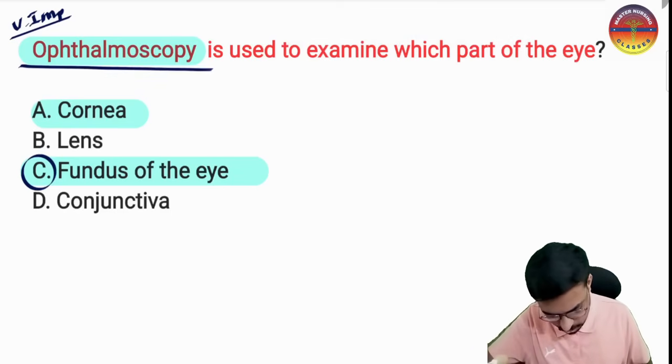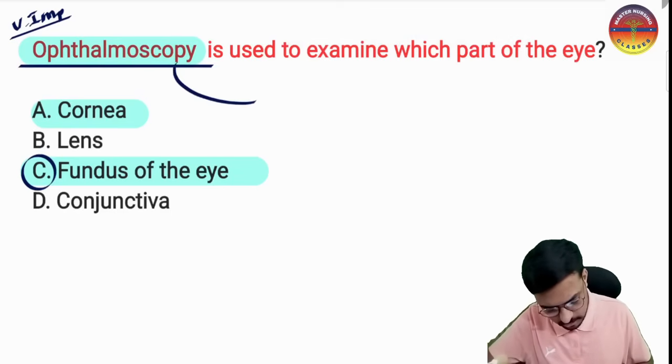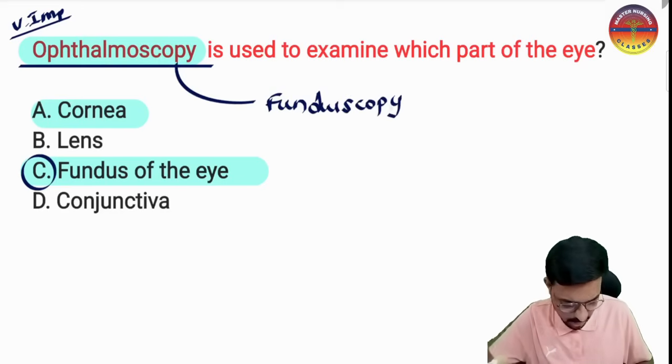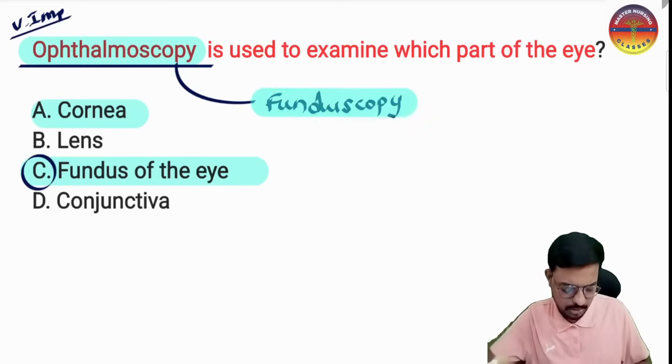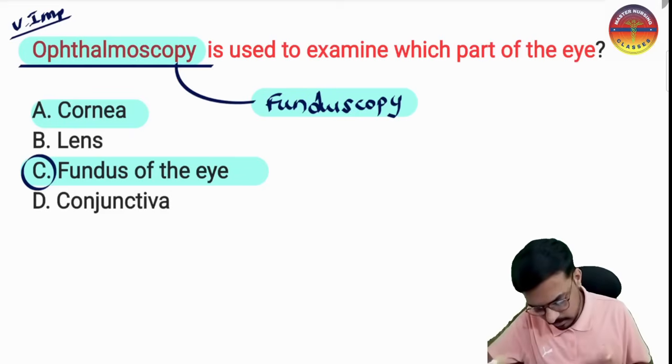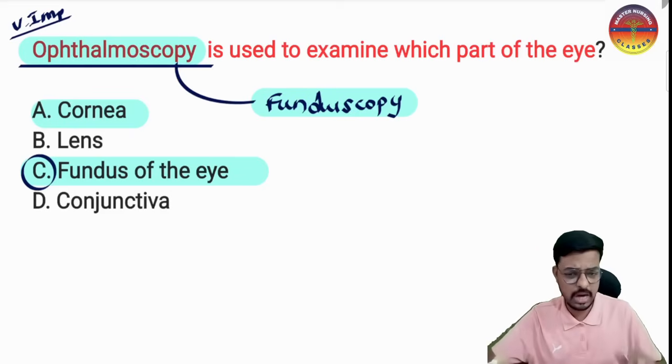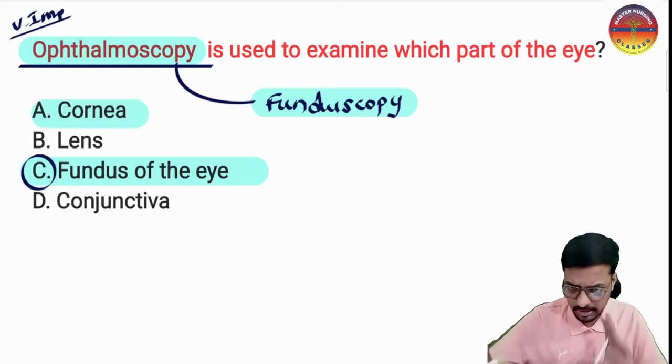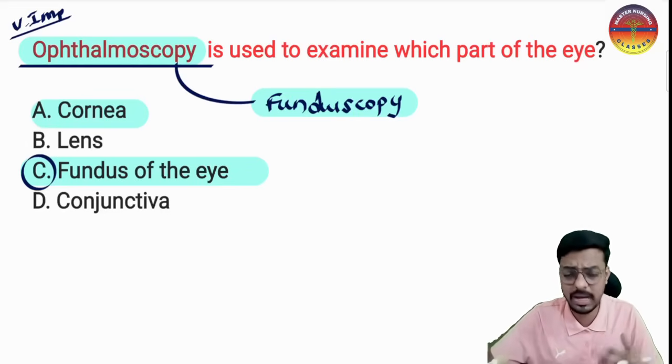Ophthalmoscopy we also call fundoscopy. Here we are seeing the fundus portion of our eye. This is very important, and the interpretation and the chart that I am showing you and discussing is most important now. So please pay special attention to the chart when I am explaining.